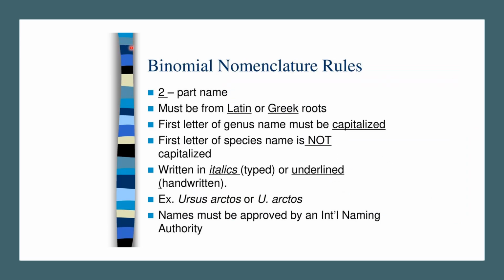So we have here some rules in binomial nomenclature. The scientific names must be from Latin or Greek roots. The first letter of the genus name should be capitalized. The first letter of the species name is not capitalized. In writing the scientific name, it should be italicized when it is typed or printed, or underlined when it is handwritten. For example, Ursus arctos is the scientific name of the brown bear. It can also be written as U. arctos. The names must be approved by an international naming authority. Some of the advantages of binomial nomenclature are that the names are universal and recognized worldwide, and they provide information regarding the generic name and the family relationships.